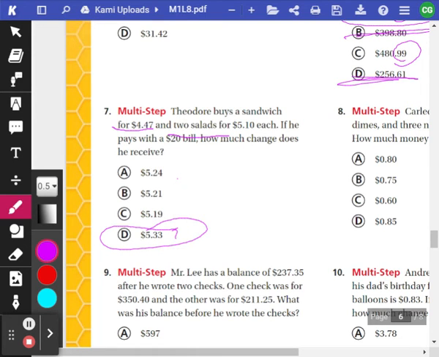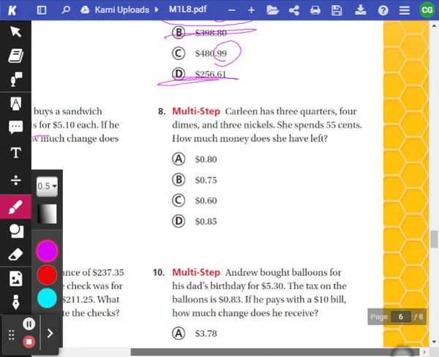Good work, Miss Rowe. All right, sorry about that, guys. All right, so now number 8. Let's take a look at that one.